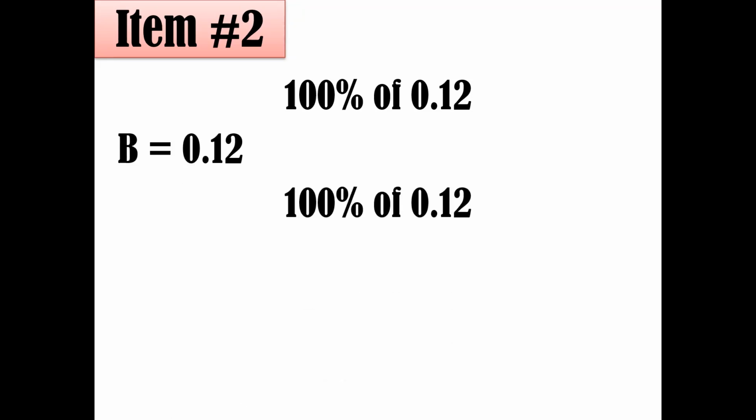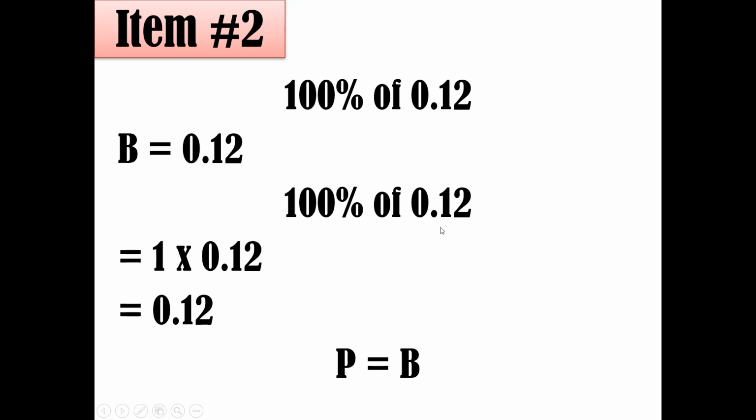And 100% of that, when you convert 100%, it's actually equal to 1. And 1 times 0.12 is still 0.12 because any number multiplied by 1 is equal to itself. So you see, 0.12 po yung percentage natin, because to compute for the percentage, we multiply the rate and the base. So we could see that the percentage is equal to your base. So the correct answer here is letter B.